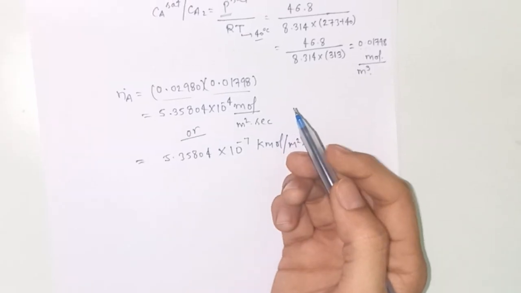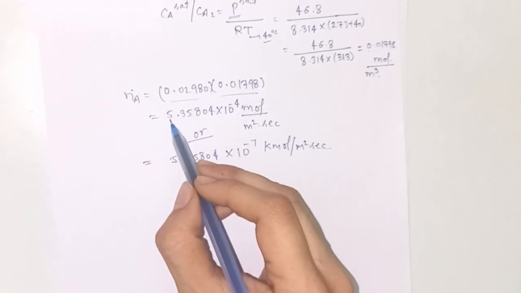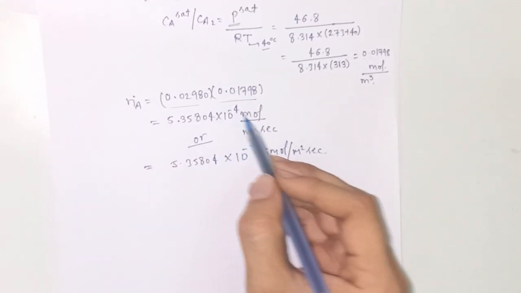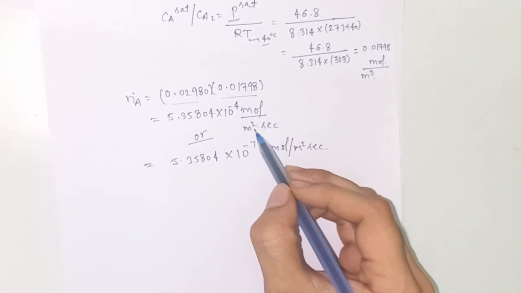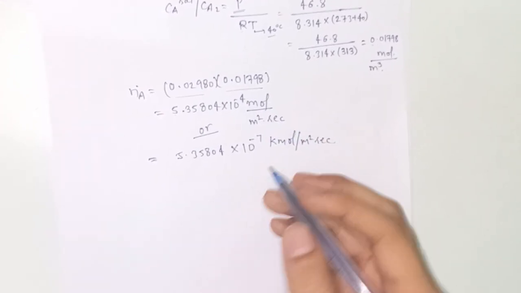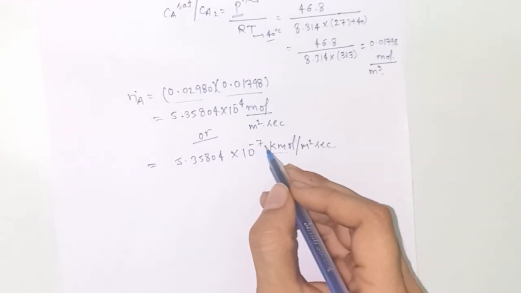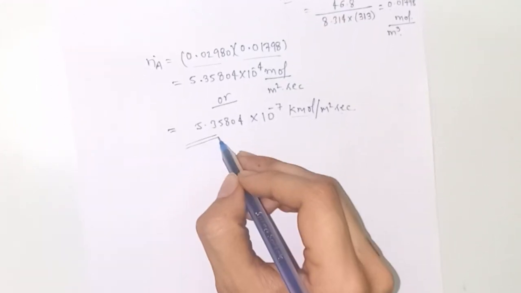So the calculated value of molar flux is 5.35804 times 10 to the power minus 4, and the unit is moles per meter square per second. And we can also calculate the answer in kilomoles per second as 10 to the power minus 7. So this is the answer of the first part.